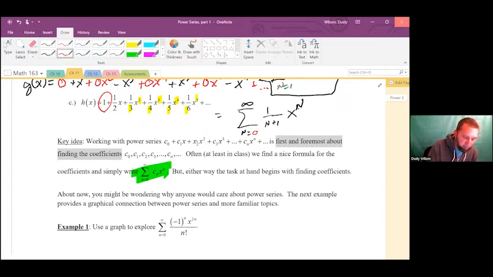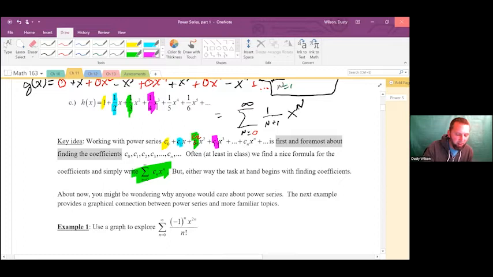Let me make the correction. This is C2. And in order to help you see the C's, let's see if we can connect them back to the previous example. So C0 is the number that has no x attached to it. Then C1 is the number attached to the x. And then C2 would be the number attached to the x squared. And then C3 would be the number attached to the x cubed, et cetera. And so you could see that the 1/5 would be our C4, the 1/6 would be our C5.